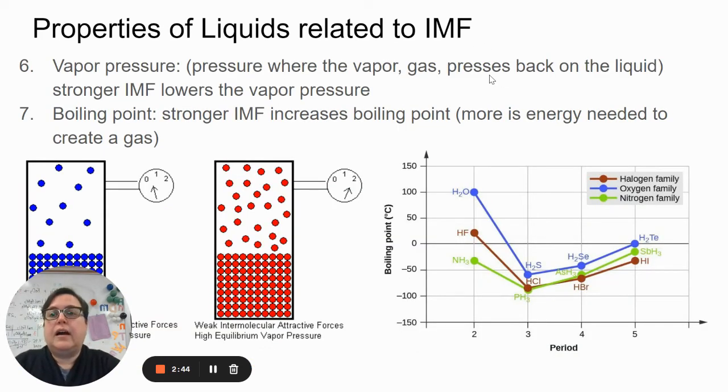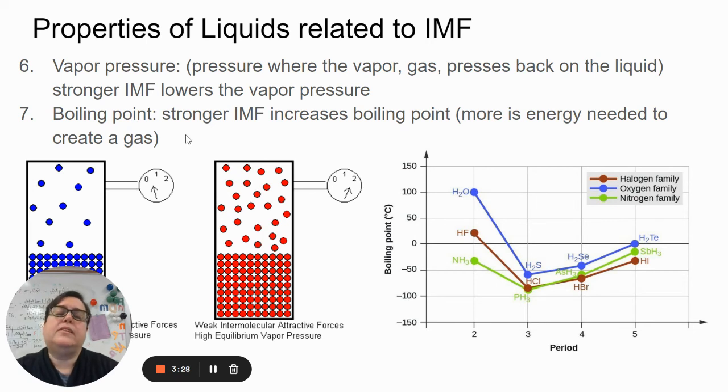And the last two, vapor pressure, which is the pressure of the vapor, the gas, that pushes back down on the liquid. So think about over here in our picture, these blue gas molecules hitting the blue surface. That is the vapor pressure when the gas hits the surface of the liquid. The stronger the intermolecular force, the lower the vapor pressure, and that's because they can't escape the liquid to form that gas. So the blue over here is showing a low vapor pressure because it has stronger intermolecular forces, whereas over here in the red, that's the weaker intermolecular force, and so we have more gas molecules because they were able to escape the liquid.